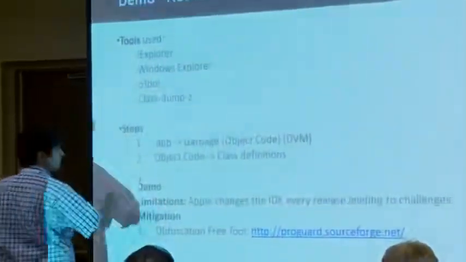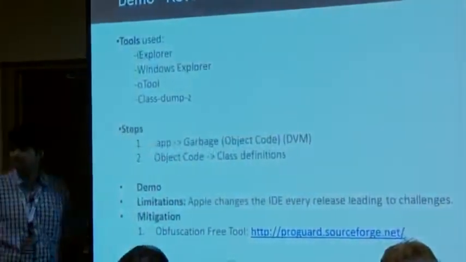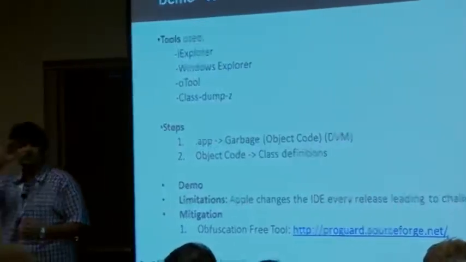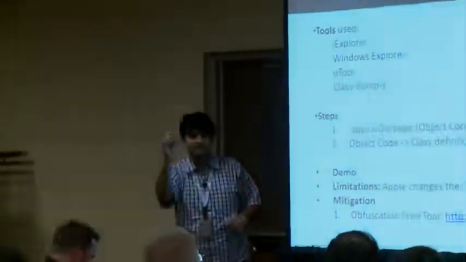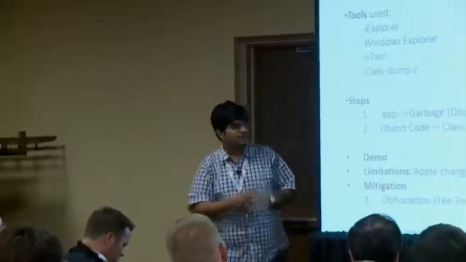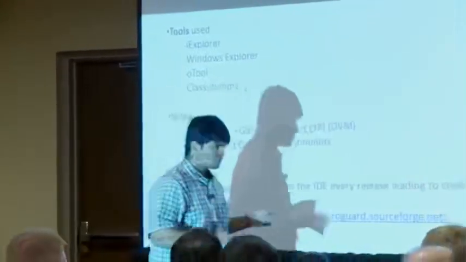Okay, so the first thing is the .app, which holds the object code. So you get the object code out of it, and I'll show you that there's no extension for the object code. That's why I was telling you, how do you figure it out? The size. Okay. Then object code to class definitions by using class dumping. Yeah. So let's quickly see the Windows magic.